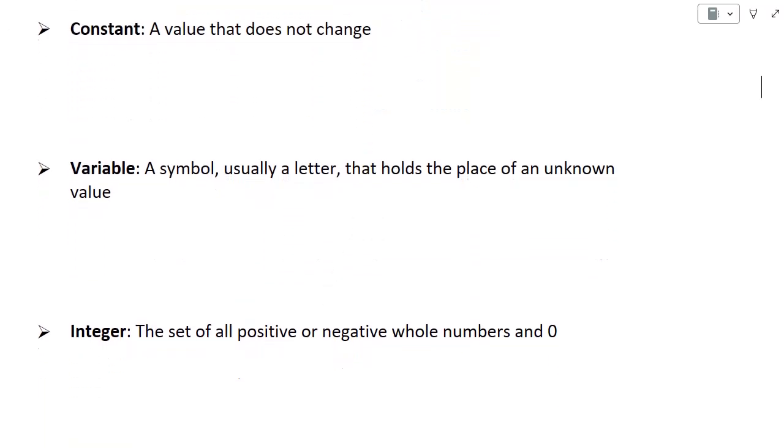A constant, a value that does not change. So pretty self-explanatory. Some examples of that: 9. 9 will always be 9. It will not be any other number. -3, 1/4, 7.2. These are all values that are just going to stay as they are. Another example, pi. Some of you might be thinking, well, that's a symbol, that's a variable, right? No, because a variable changes value. Pi is always going to be 3.1415 and so on. So that does not change. Those are all examples of constants.